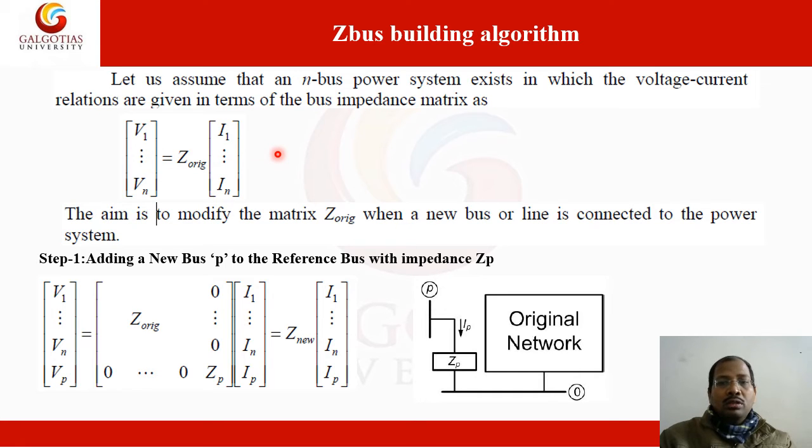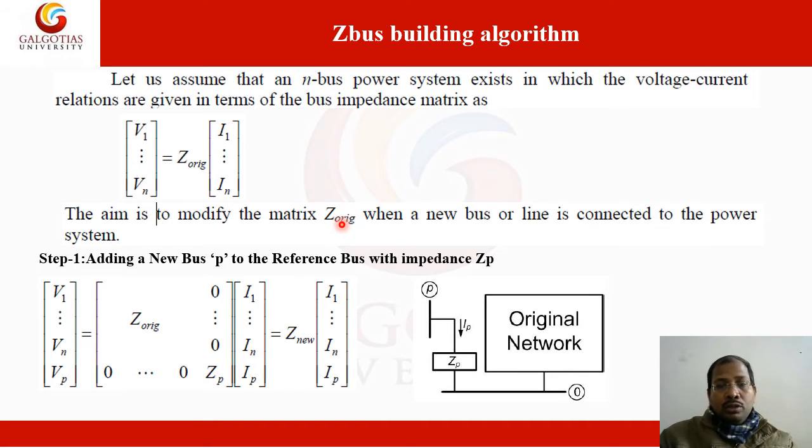This is the condition we have to consider before the fault. So ZBus is the original. After any fault or disturbance occurs in the system, such as an outage of a transmission line or the addition of new buses to the network, we have to modify this original ZBus. There are four steps, and using these four steps we have to find the Z modified.